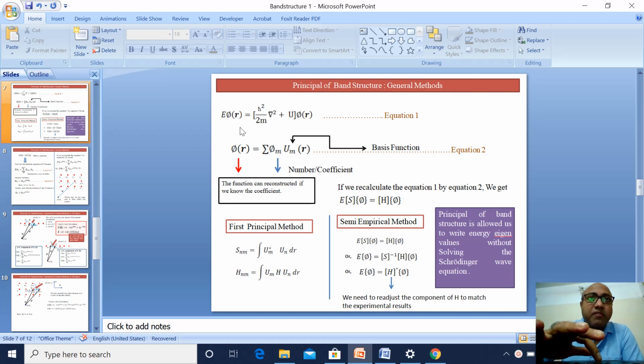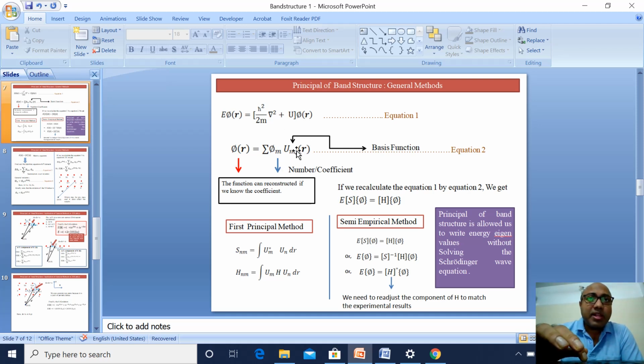The Schrodinger equation is E phi(r) = (-h-bar squared over 2m del squared + U) phi(r). Now, one popular method to solve this Schrodinger equation is to consider a basis function. Normally we consider an atomistic basis function. If it is hydrogen, it's a good approximation to take a 1s type basis function. There are many basis functions, like sine, cosine, Gaussian, a lot of basis functions that you can consider.